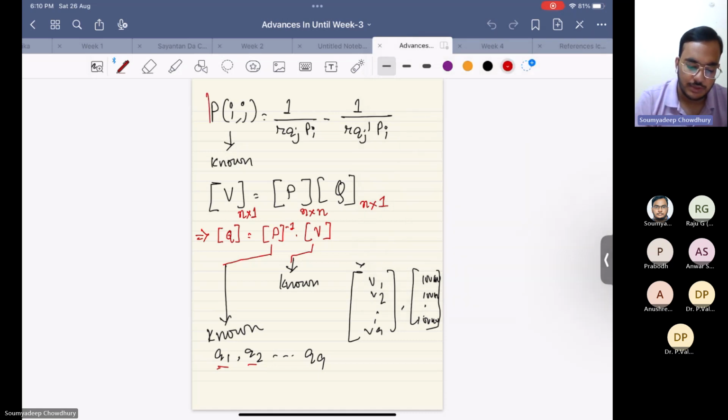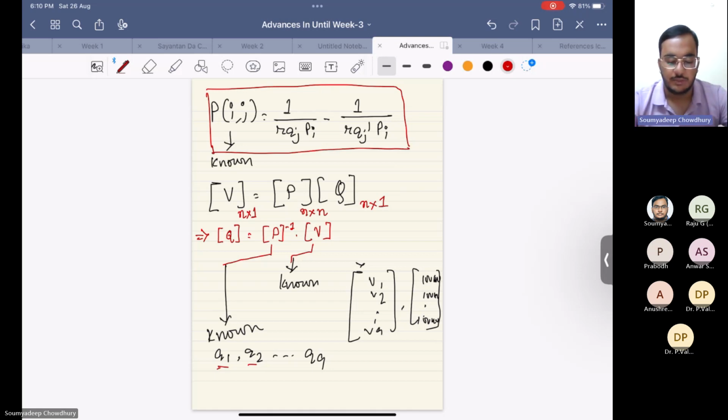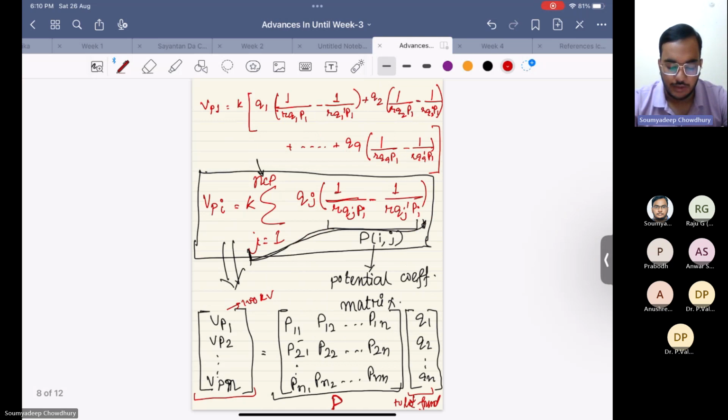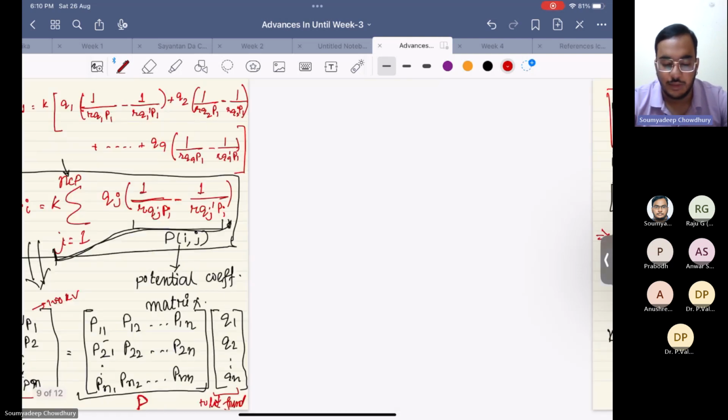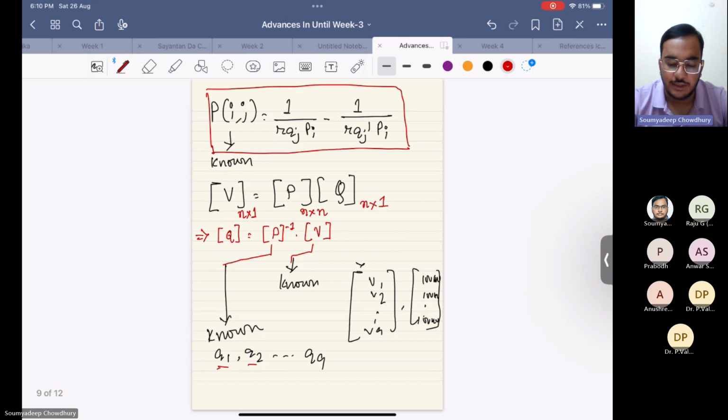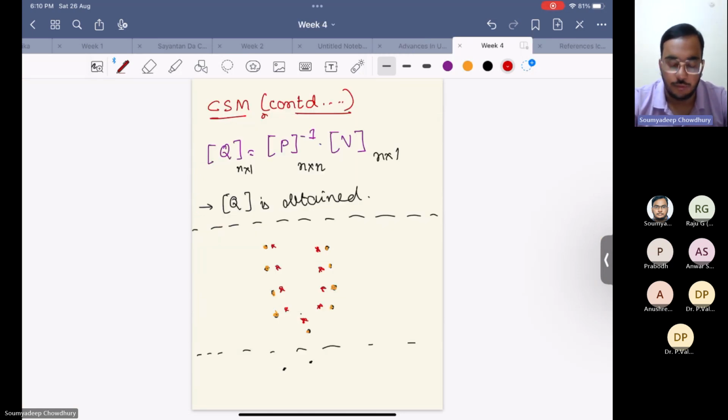This P matrix is going to vary based on the type of charge you are using. This is Pij, and it is an n cross n matrix. Suppose you have discretized the geometry into 10 or say 100 contour points, then we will have P as a 100 by 100 matrix. And the right hand side matrix, that is V, is given by the boundary condition, that is the voltage which is known to us.